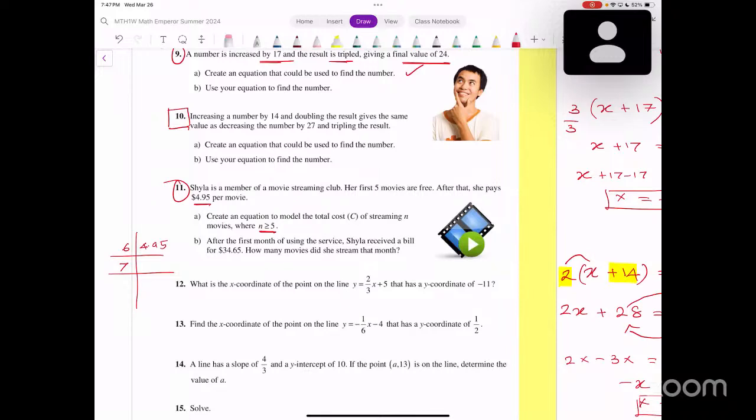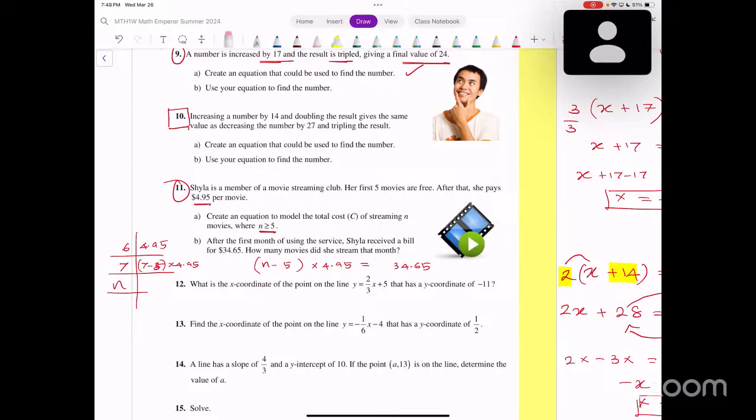$4.95 times 2, isn't it? So how do I do the math? 7 minus 5 times $4.95. Are you guys following that? Make sense? So if I watch n movies, (n minus 5) times $4.95 is what I have to pay. And then I paid $34.65. You don't need to write the dollar sign, and then you can go from there.